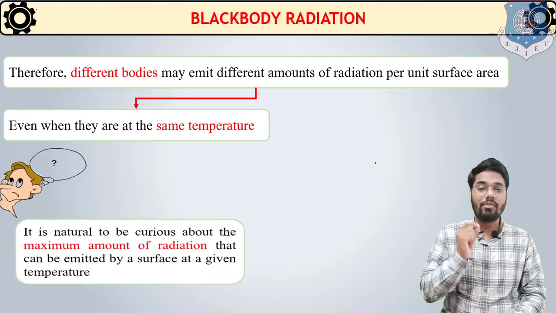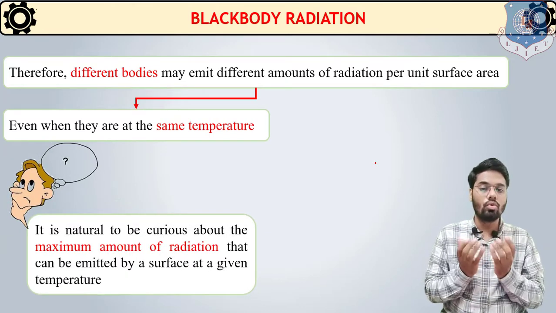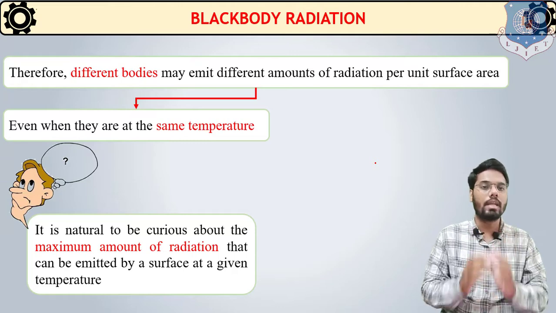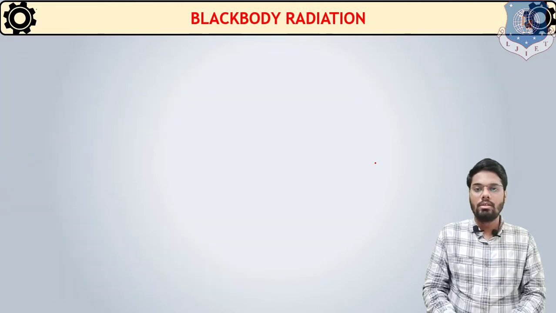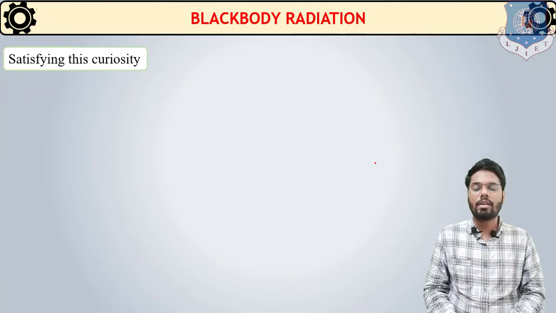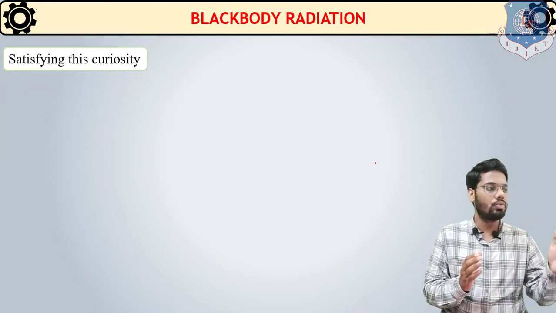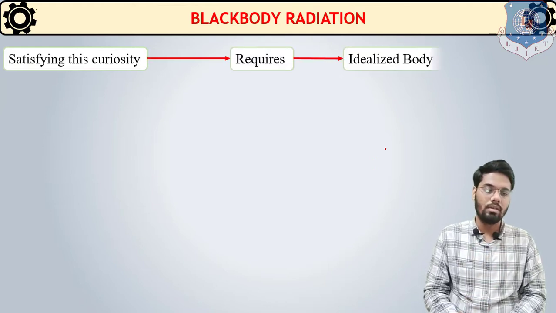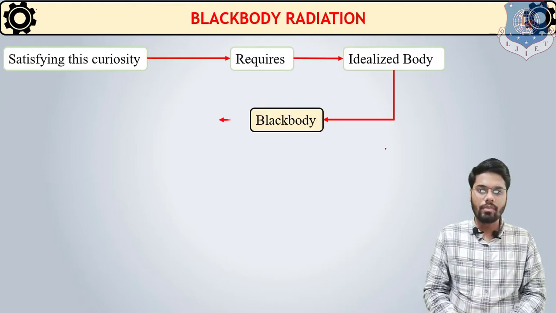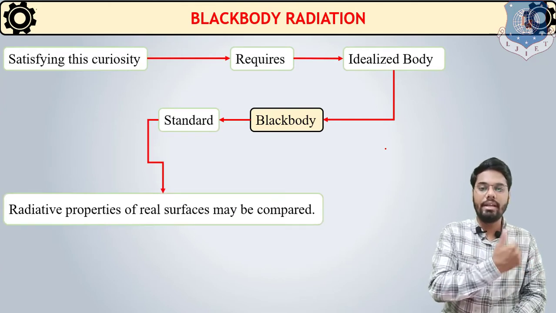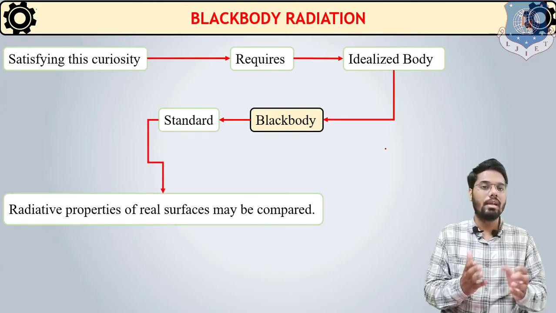So now it is very curious to know the maximum amount of radiation that can be emitted by a surface at a given temperature. For that we need one reference to satisfy our curiosity, and that reference point to which actual body emission can be compared is known as the black body. This is an idealized body, and it is our standard to which the radiative properties of real surfaces may be compared.